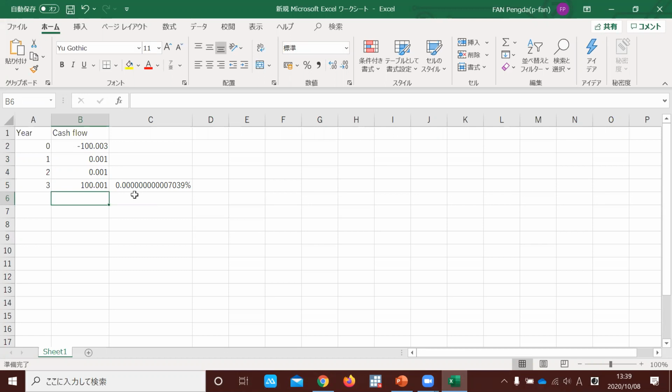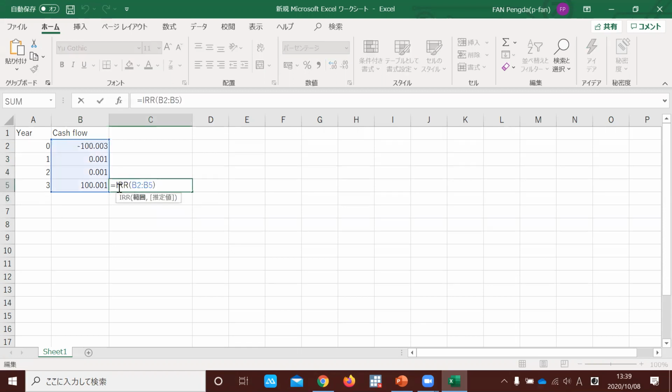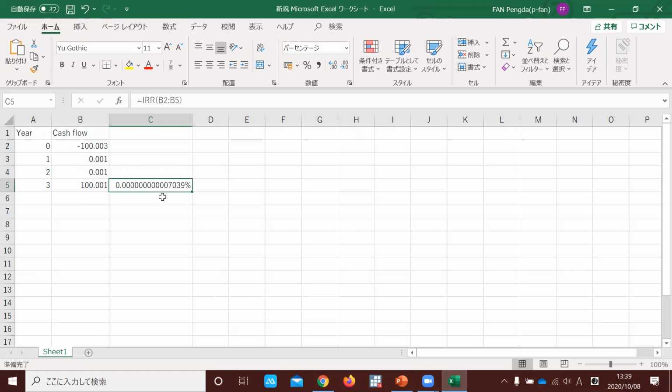Based on this information, we can calculate the bond's realized return or bond yield by using IRR. If you type equal IRR and include the information about the cash flow, then we can estimate that the bond's annualized realized return or bond yield is 0.00000. It's almost zero, okay?